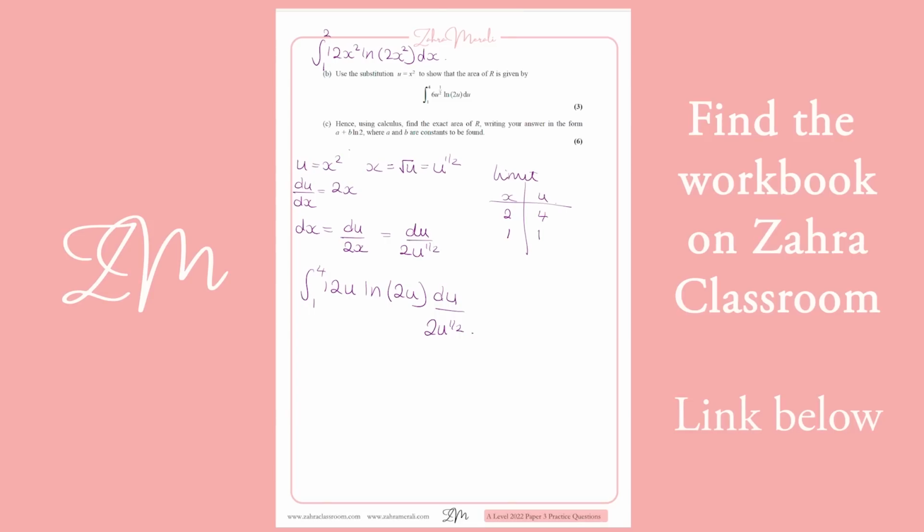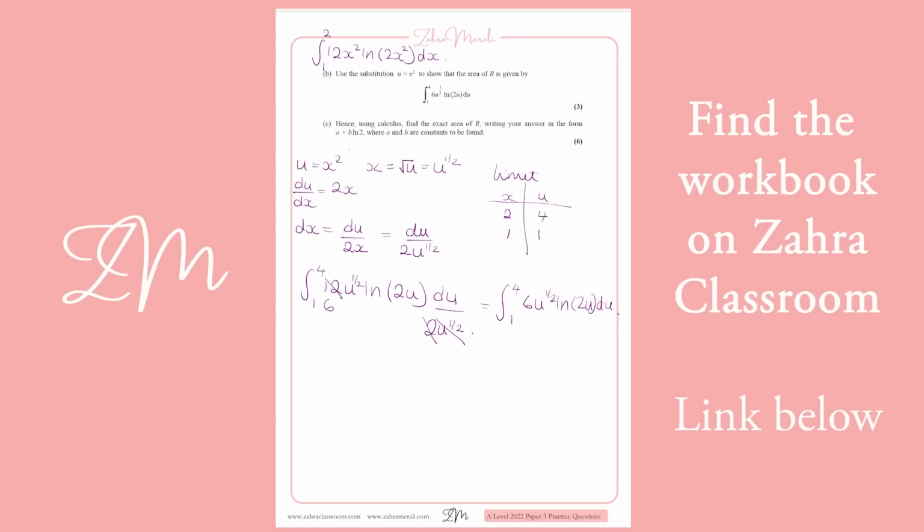Okay, so we can see here that 2 is going to cancel and make that a 6. This u to the half is going to cancel and make this one u to the half. And if I rewrite that, I've got between 4 and 1, 6u to the half ln 2u du. And so I've shown that we've got the same thing.